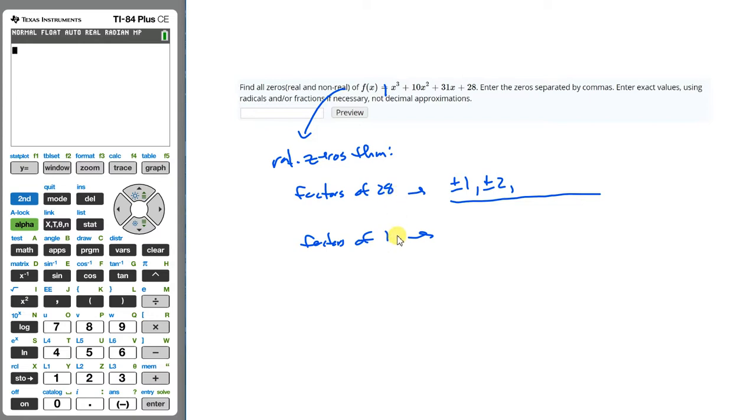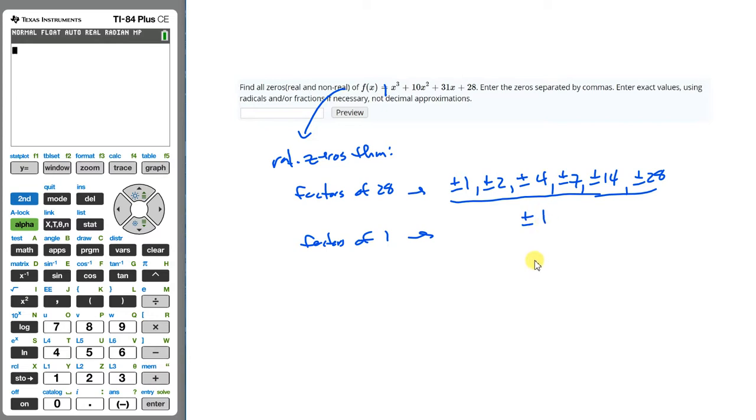How about 4? 4, 8, 12, 16, 20, 24, 28. Yes, it goes in. Okay, how about 5? 5, 10, 15, 20, 25, 30. Nope. How about 6? 6, 12, 18, 24, 30. Nope. How about 7? 7, 14, 21, 28. Yes. And then the next thing that would go in would be a 14, and then the 28. How about the factors of a 1?